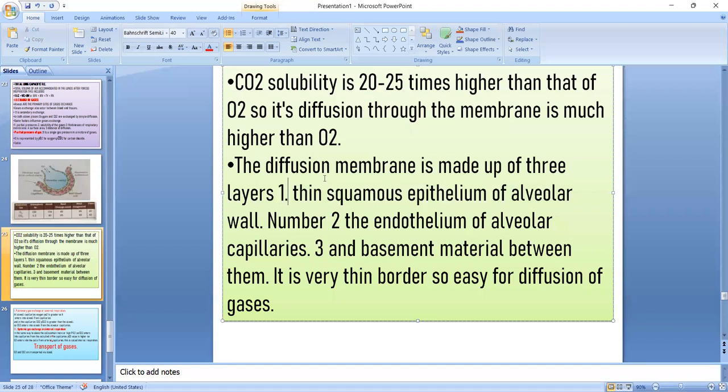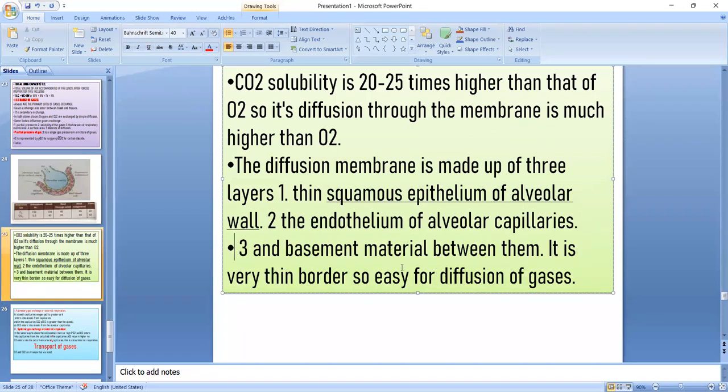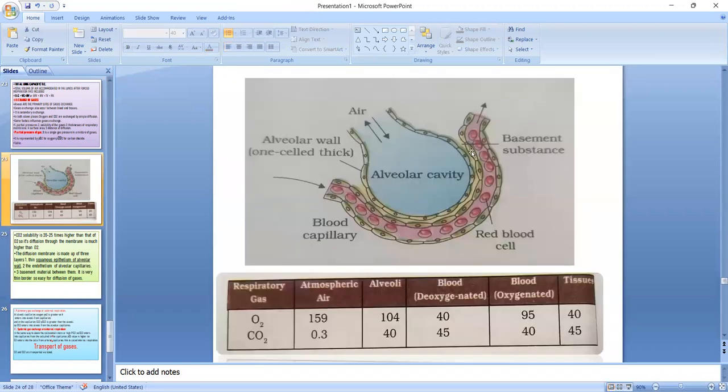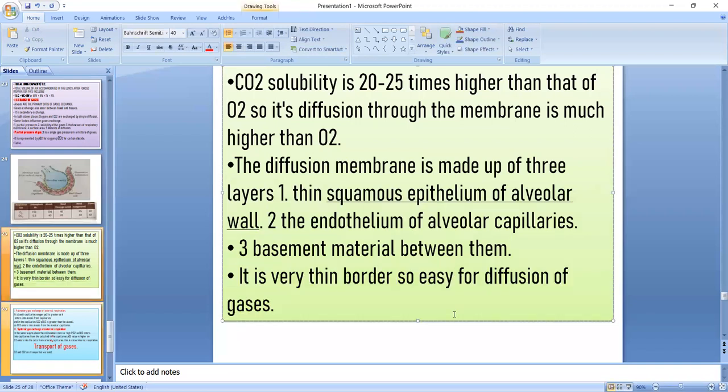One, thin squamous epithelium of alveolar wall. It is good to call it squamous epithelium. Histology lo adige question. The endothelium of alveolar capillaries, okay, that is second one. And basement membrane or material between them, what madhya unde material, idi gap anamata. So this is the endothelium, this is squamous epithelium of alveoli. So ee mood layers ni that also untundi. So it is very thin border, so easy for diffusion of gases.